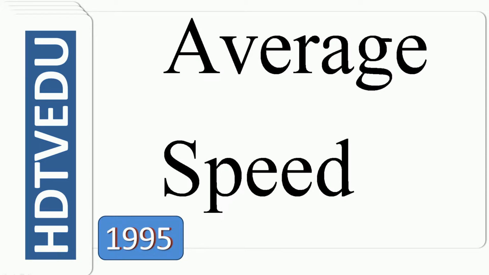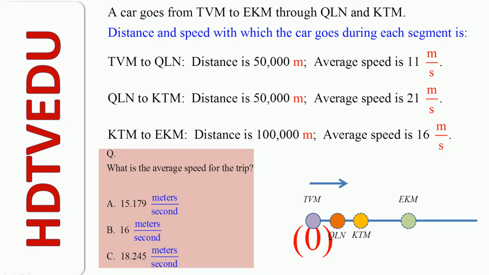Average speed. A car goes from TVM to EKM through QLN and KTM. TVM to QLN, the distance is 50,000 meters. How about QLN to KTM? 50,000 meters. So from TVM to QLN, the distance is 50,000 meters. The speed of the car for that segment is 11 meters per second.